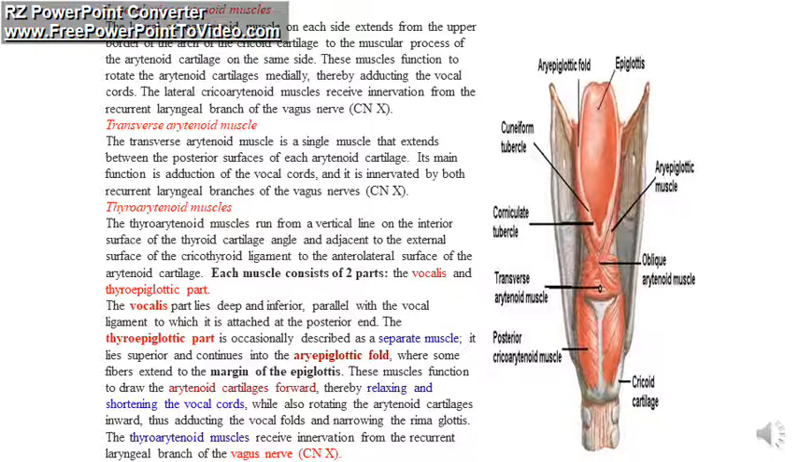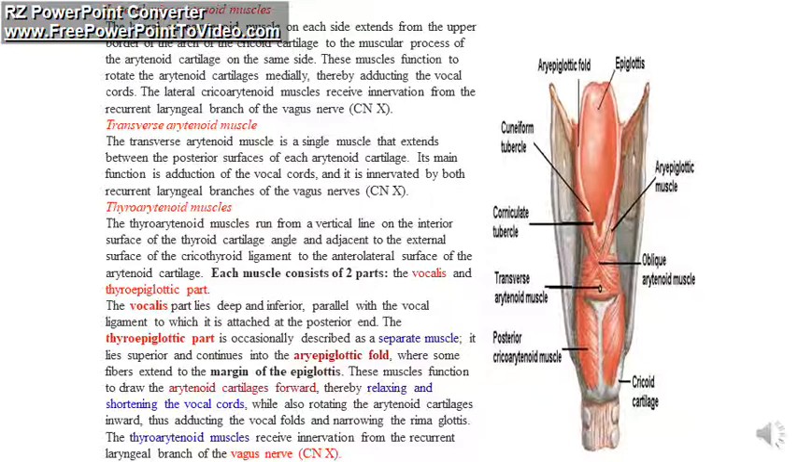The lateral cricoarytenoid muscle is one on each side, running from the upper border of each cricoid cartilage to the muscular process of the arytenoid cartilage on the same side. The function of these muscles is to rotate the arytenoid cartilage medially and thereby adduct the vocal cord. The lateral cricoarytenoid muscle receives innervation from the vagus nerve.